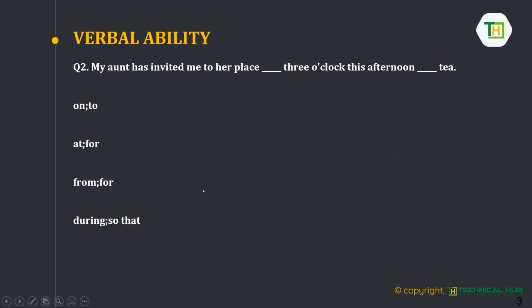My aunt has invited me to her place. Where has she invited you? She has invited you to her place. That means 3 o'clock, so it is a fixed time. So remember, for fixed time, what can we use? At we can use. So where is at? In the second option, at is there. Then, 3 o'clock this afternoon dash tea.